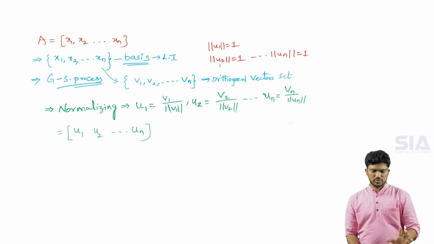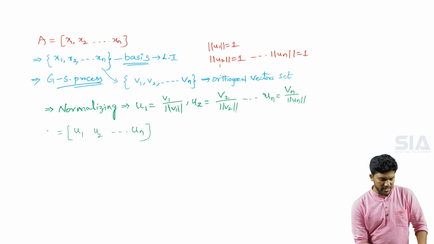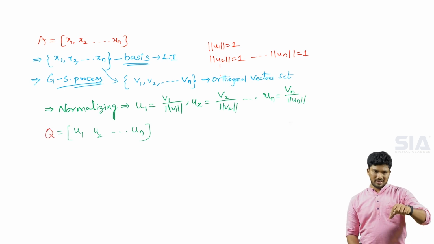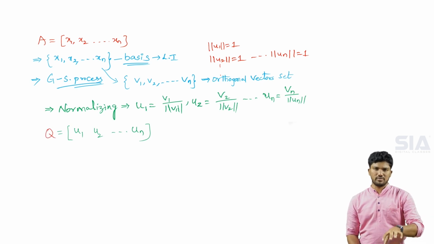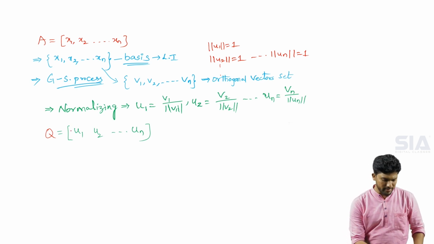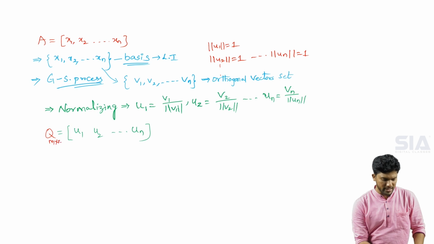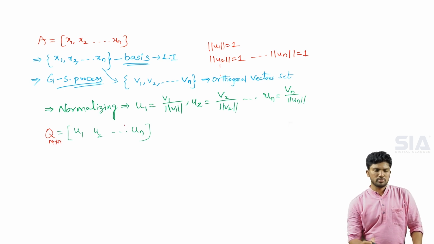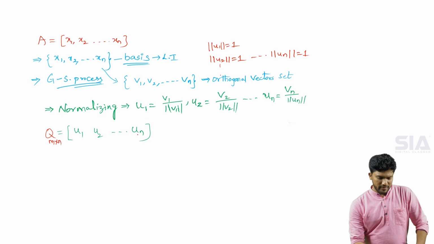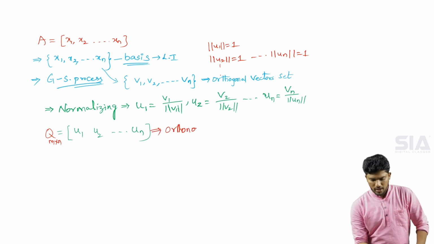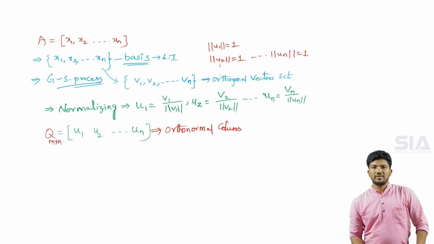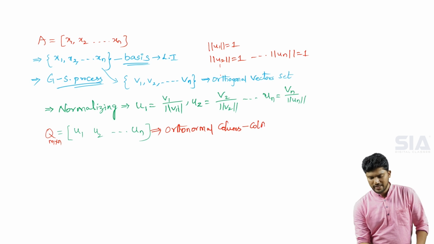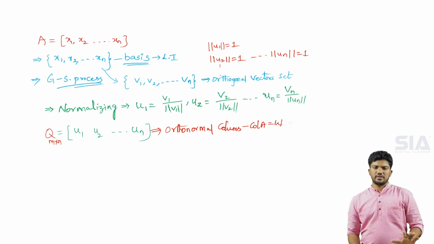So now I am taking that value as Q. The orthonormal columns u1, u2, up to u suffix n, I am writing all of them in a matrix format. I am naming this matrix Q, and its order is m by n. These u1, u2, up to u suffix n are an orthonormal basis, orthonormal columns for which the column space of capital A is equal to W.